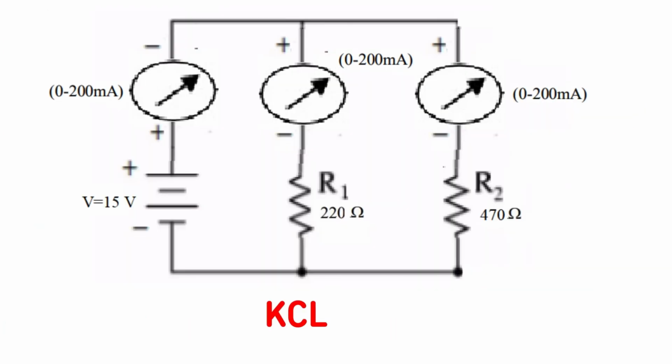KCL. The circuit consists of a battery connected in series with an ammeter. It will measure the total current flowing through the circuit, and here two resistors are given, R1 and R2, that are connected in parallel. If you have 3 or 4, then there may be 3 branches or 4 branches, connected in series with an ammeter. Ammeter rating is 0 to 200 milliamperes.